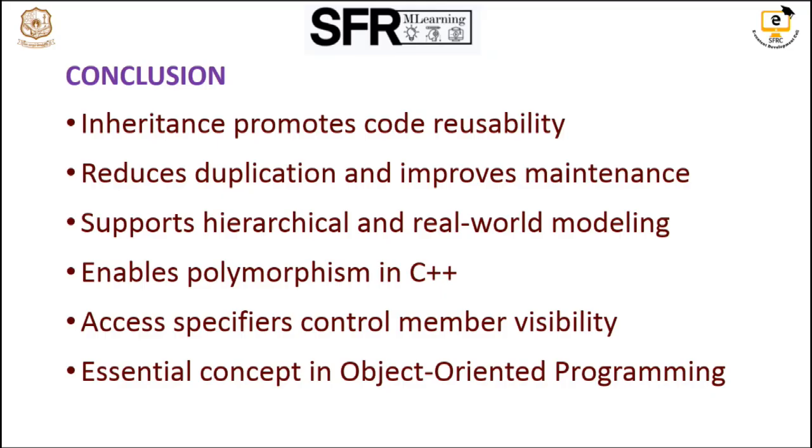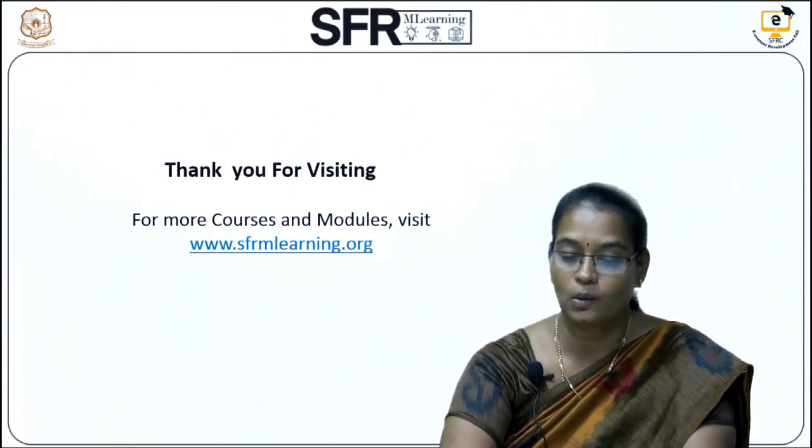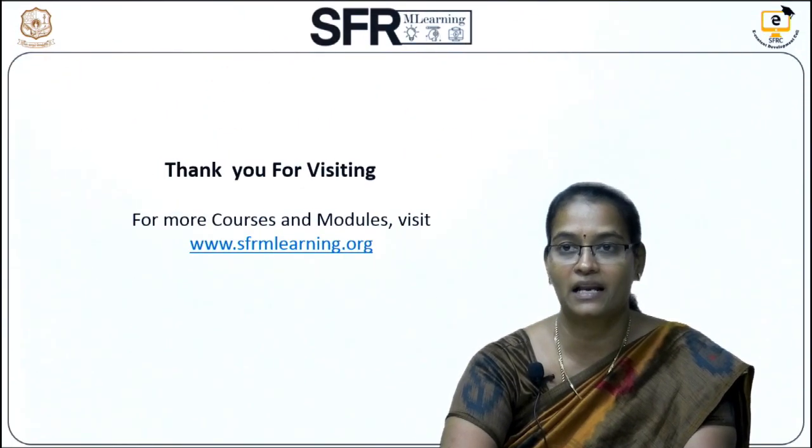To conclude, inheritance is a key feature of object-oriented programming in C++ that helps us reuse code and reduce duplication. It allows us to represent real-world relationships in a structured way. By understanding inheritance types and access specifiers, we can design efficient and maintainable programs. Overall, inheritance plays an important role in building flexible and scalable software.